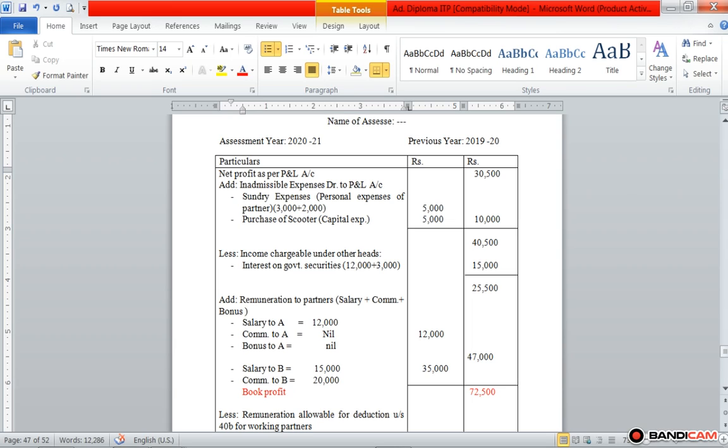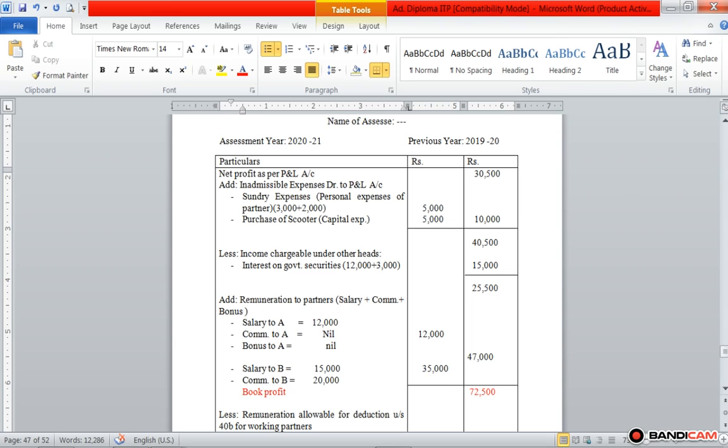ते कॅपिटल एक्सपेंडिचर आपण ॲड करतो, डिसअलाउड करतो. झाले किती 10,000. 10,000 केले नेट प्रॉफिटमध्ये ॲड. आपल्याला नेट प्रॉफिट मिळाला 40,500. त्यातून लेस होईल इन्कम चार्जेबल अंडर अदर हेड्स, म्हणजे अदर हेडचा इन्कम आपण प्रॉफिट अँड लॉसच्या क्रेडिटला दाखवलेला आहे. तो किती आहे 15,000, परंतु टॅक्स डिडक्टेड ॲट सोर्स त्यांनी दिलेला आहे 3,000. 3 + 12, 15,000 रुपये यातून आपण लेस करणार अदर इन्कम. आपल्याला नेट प्रॉफिट मिळेल 25,500.